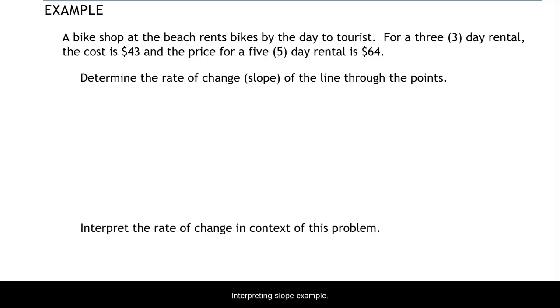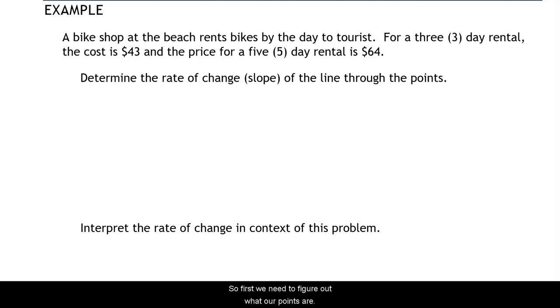Interpreting slope example. A bike shop at the beach rents bikes by the day to tourists. For a 3-day rental, the cost is $43 and the price for a 5-day rental is $64. Determine the rate of change or slope of the line through the points.